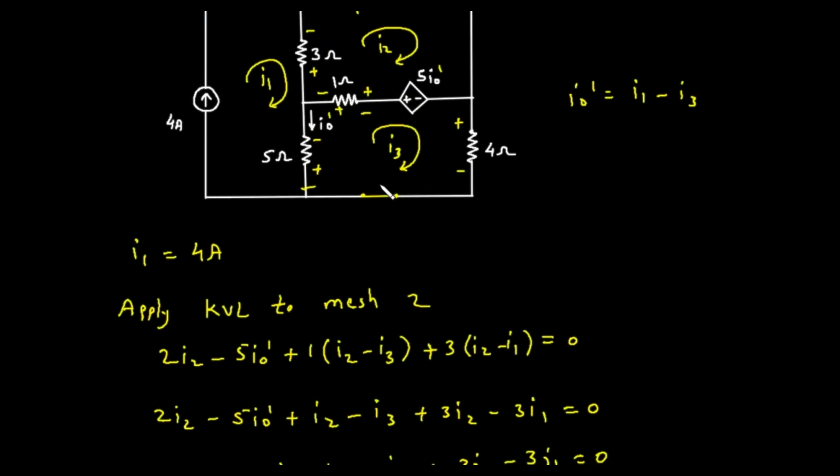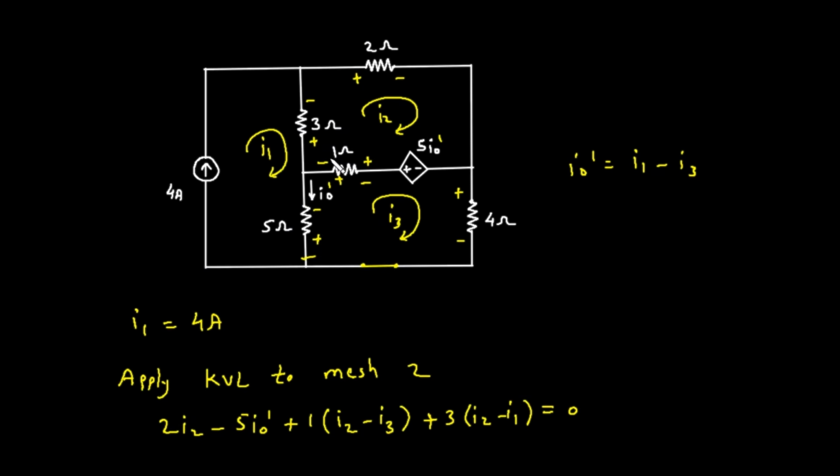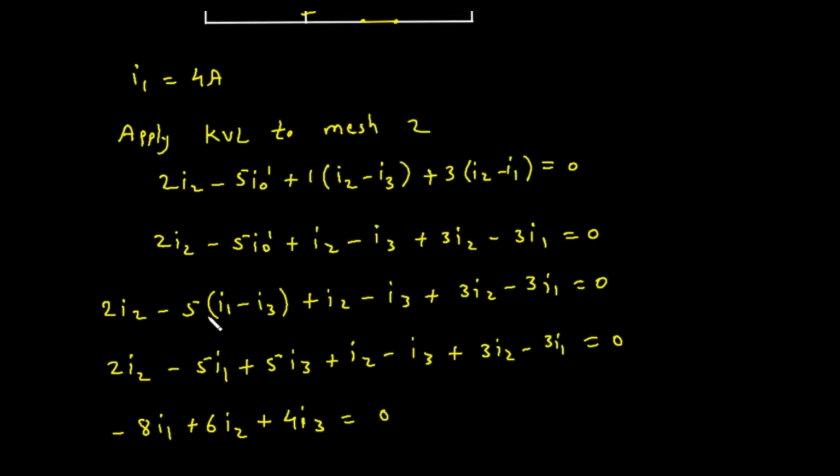Now, let's apply Kirchhoff's voltage law, or KVL, to mesh 2. Starting from the top left of the mesh and moving clockwise, the sum of voltages is: the voltage across the 2 ohm resistor is 2 times I sub 2. The voltage across the dependent source is negative 5 times I sub O prime. The voltage across the 1 ohm resistor is 1 times the quantity I sub 2 minus I sub 3. The voltage across the 3 ohm resistor is 3 times the quantity I sub 2 minus I sub 1. The sum of these voltages is 0.